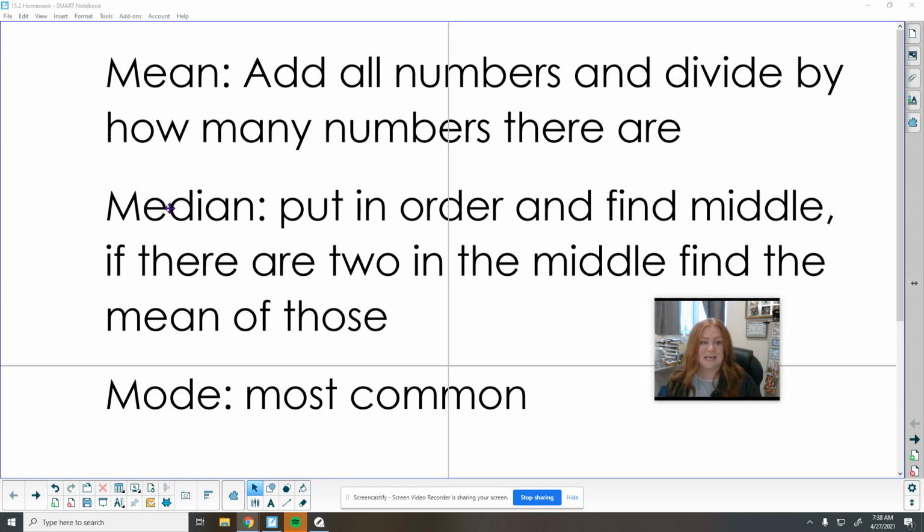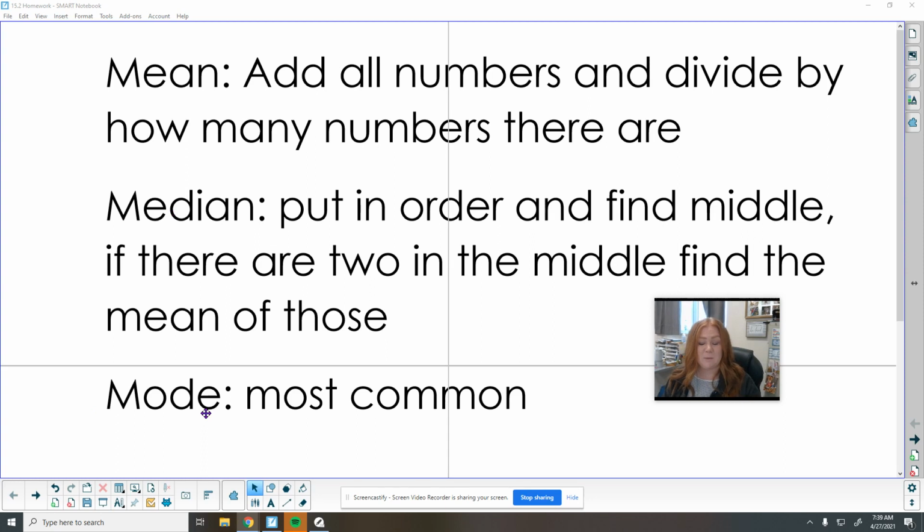The median is like the middle, but they have to be in order. So if it says 7, 15, 6, 32, 19, those are not in order. You've got to put them in order, least to greatest, and then find the middle. If there are 2 in the middle, when you get down to it, then find the mean of those. Add them together, divide by 2 to find the center of those.